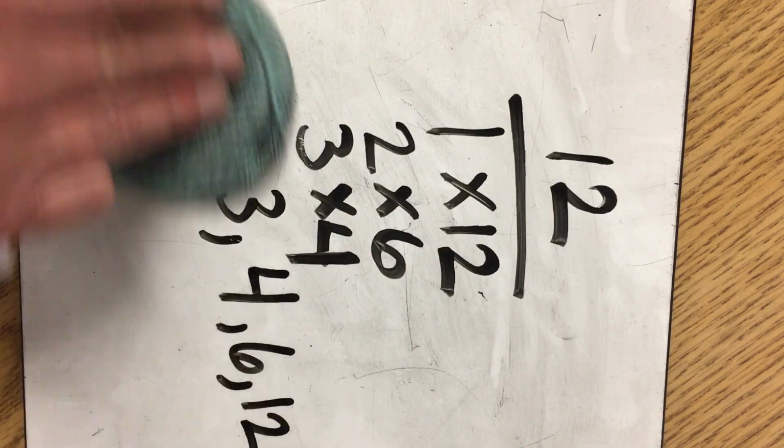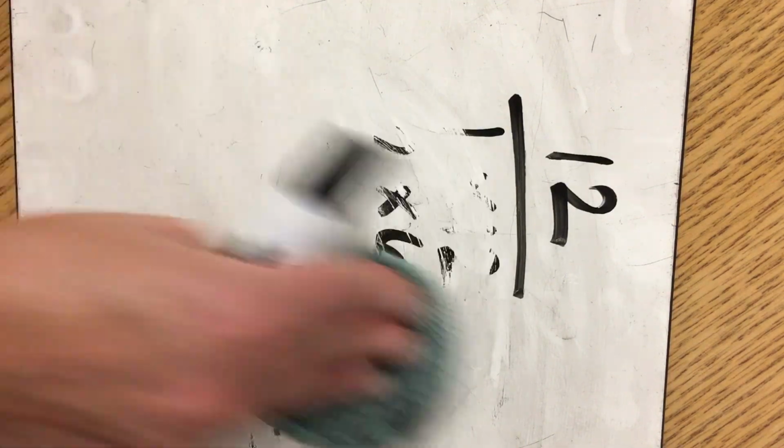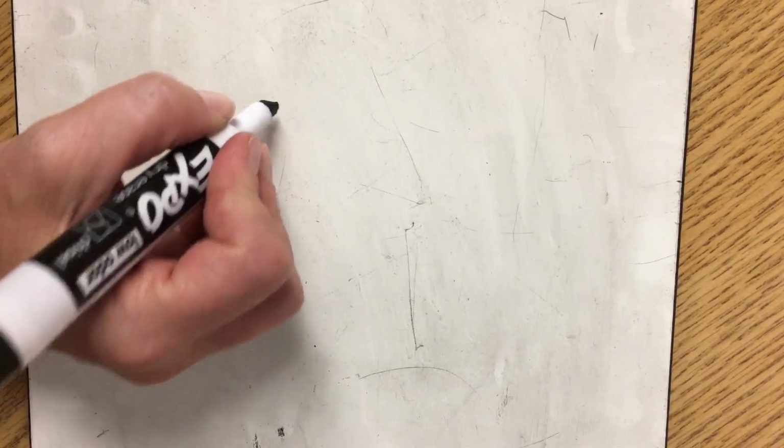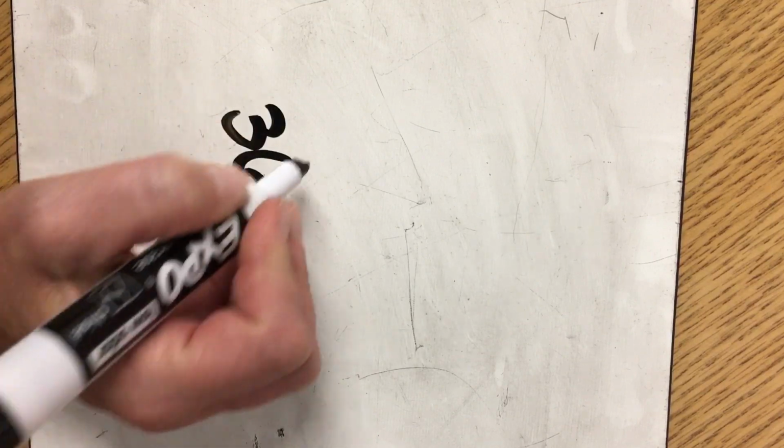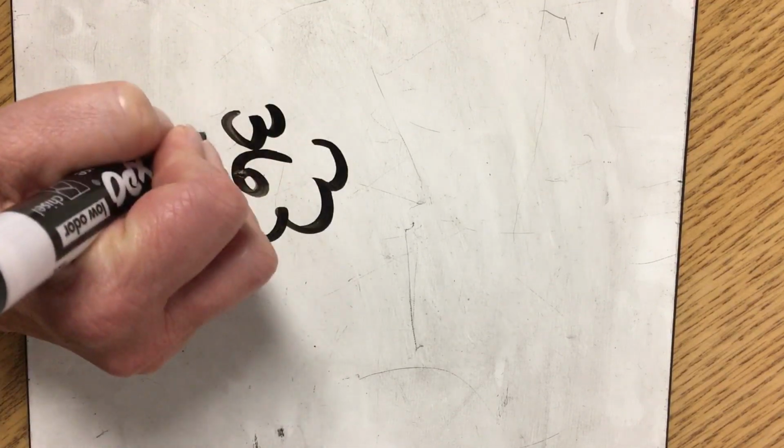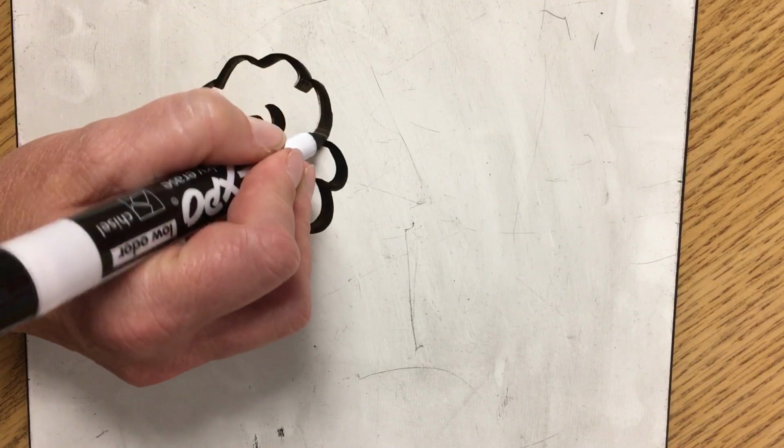Now, I feel like there's an easier way, especially as your numbers get bigger. I like to use what I call a factor rainbow. And this is a pretty way, but what's so nice about a factor rainbow is it keeps our work nice and neat. I'll show you what I mean.